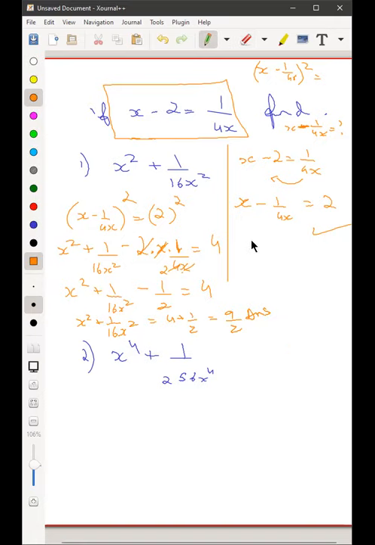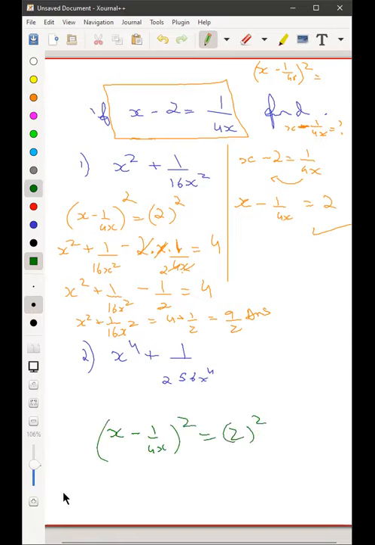Sarah, did you get this? No, sir, I'm not able to understand this. Which part? X squared plus 1 upon 16x squared minus 2 multiplied by 1 upon 4x is equal to 4. Okay. That second. We had x minus 1 upon 4x, the whole thing squared is equal to 2 squared.